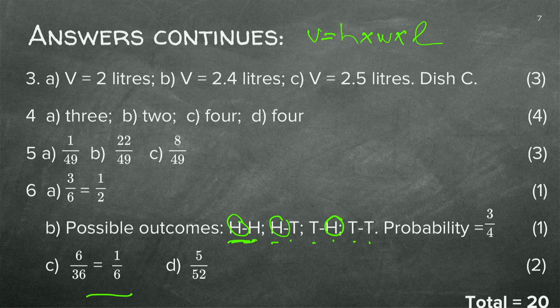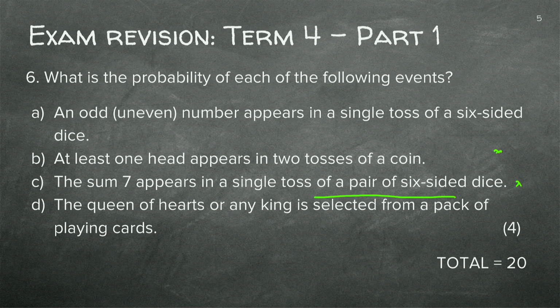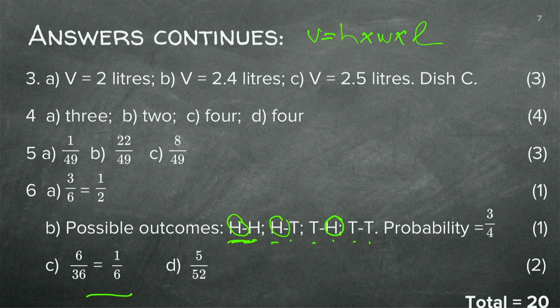And then the last one, I think we know by now, the Queen of Hearts or any king is selected from a pack of playing cards, 5 out of 52.